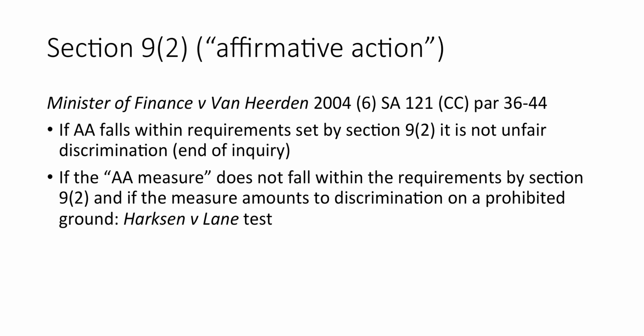So in a given problem situation, what you will need to do is figure out if it looks like a specific measure was put in place to only assist particular groups based on the prohibited grounds. If it looks like a special measure, then possibly section 9.2 applies. On the next slide, I will show you the different requirements. So if you want to test if that specific special measure fits section 9.2, you need to apply the three requirements on the next slide. If you can't fit it into those three requirements, then you need to apply the normal Harksen versus Lane test.